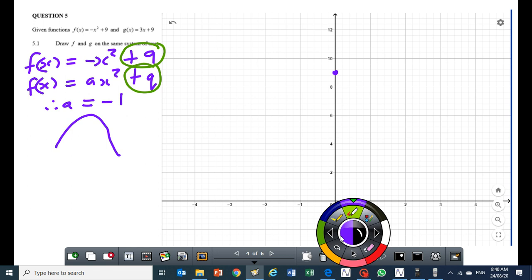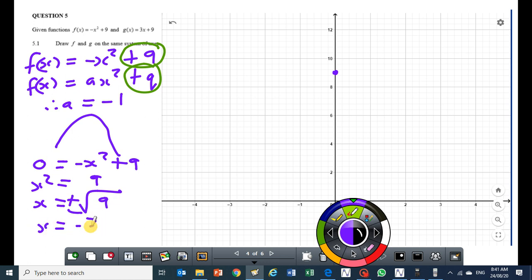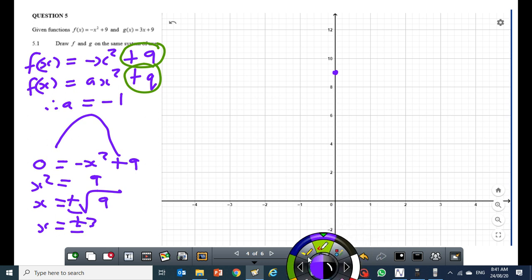Now, since at the x-intercept y is 0, it means 0 will be equal to minus x squared plus 9. And then I take this minus x squared to the left. You get x squared equal to 9, so x equal to plus or minus 3. So our x-intercepts are going to be here. x is going to be minus 3, and the other one will be positive 3. So here I'm sketching without a table.